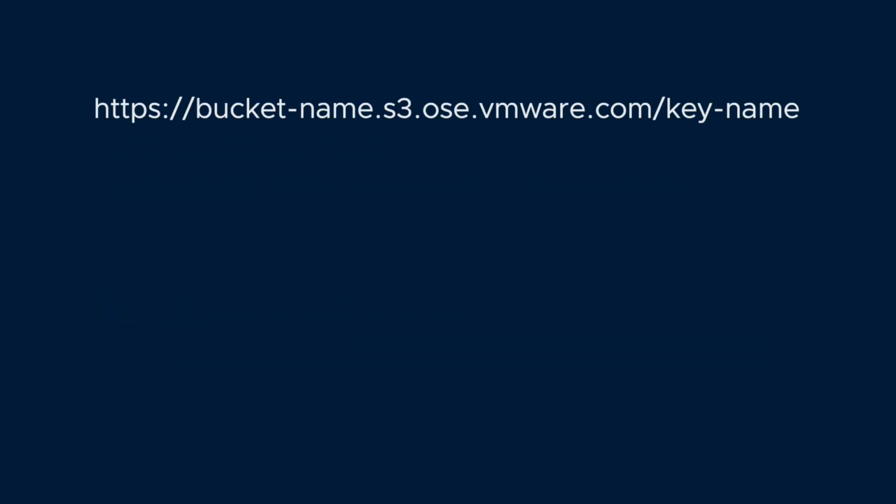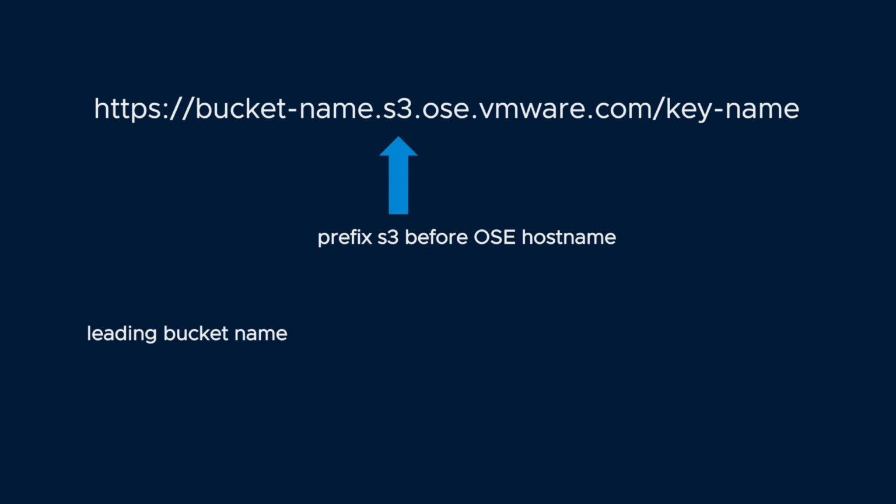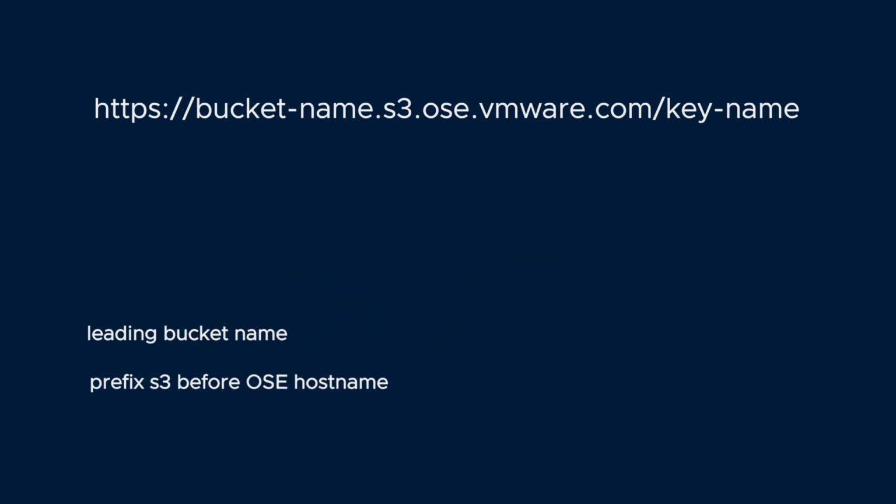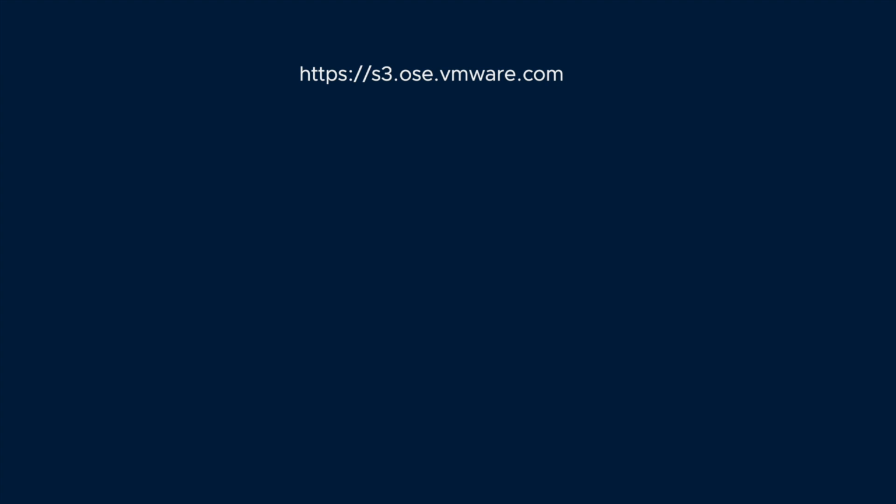A quick recap. For a virtual hosted style request, first, a leading bucket name. Second, prefix S3 before the OSE hostname. And remember, no API v1.s3 in the URL. With such a pattern, we have several kinds of virtual hosted style requests.